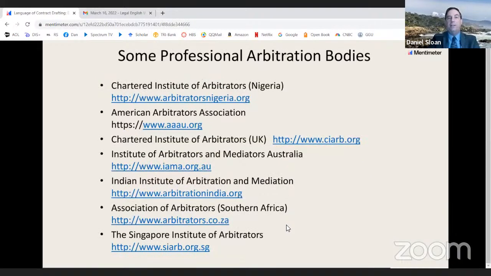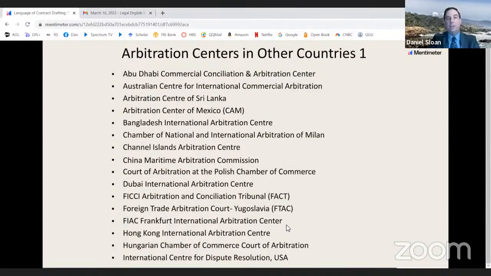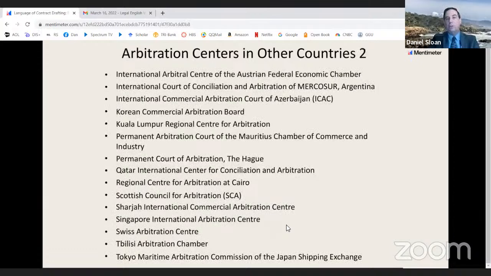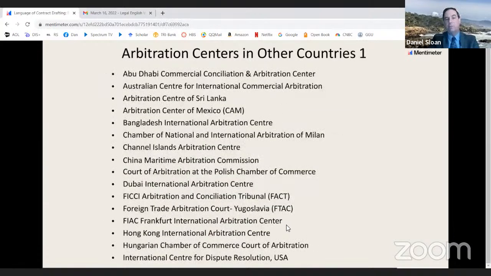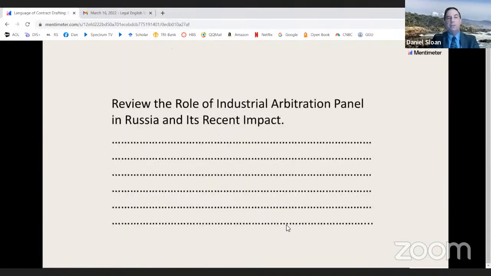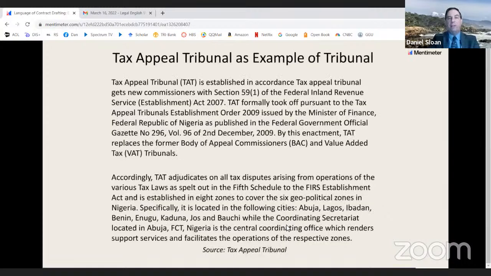Okay, and there are some professional parties that you can look at. They're international in scope, the American Arbiters Association among them. And there's another list, a large list of international ones from around the world. So if you review the role of the industrial arbitration panel in Russia, we spoke about that at the beginning. And tax appeal tribunals are another way.